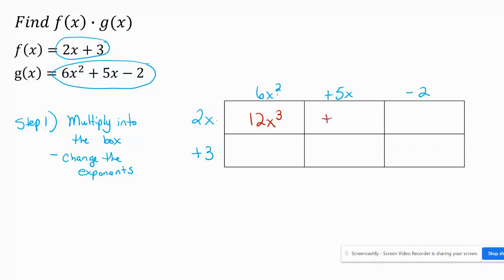2x times 5x is a positive 10. X times x is x squared. And then the 2x to that back negative 2 is negative 4x. Now I'm going to take the 3 and multiply it all the way up to those top blue numbers, just like we did with the 2x. So 3 times 6x squared is positive 18x squared. 3 times 5x is positive 15x, and 3 times a negative 2 is negative 6.